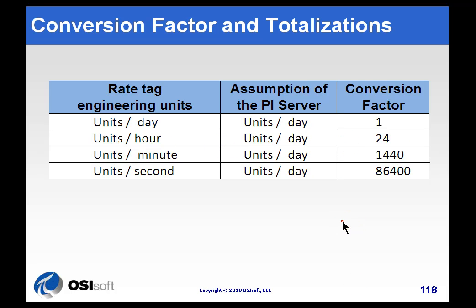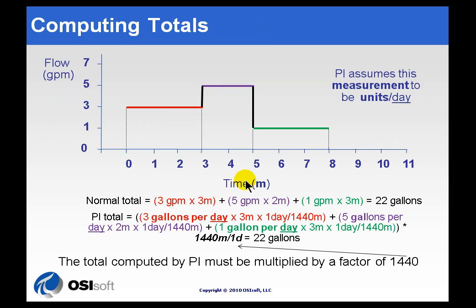So let me show you another way of looking at it. Here's an example in which we have a set of 8 minutes in which we have had a flow that has changed 3 times in 8 minutes. So for the first 3 minutes, the flow was right around 3 engineering units. And then for 2 minutes, it was 5 engineering units. And then for 3 more minutes, it was 1 engineering unit.